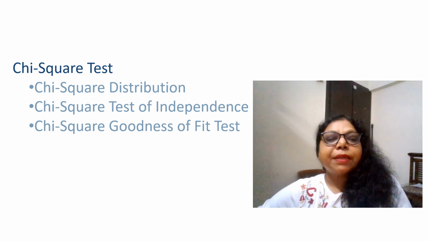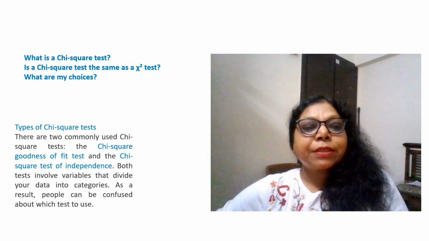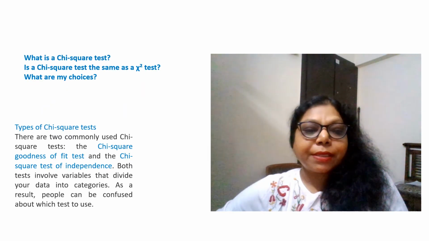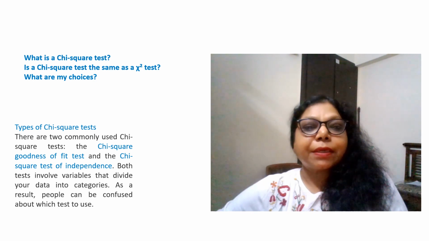Hi viewers. Now in this session we are going to do chi-square test. Chi-square test has three subtopics, that is chi-square distribution, chi-square test of independence and chi-square goodness of fit test. So let's start with chi-square test, what it is and what are the different types of chi-square test, etc.